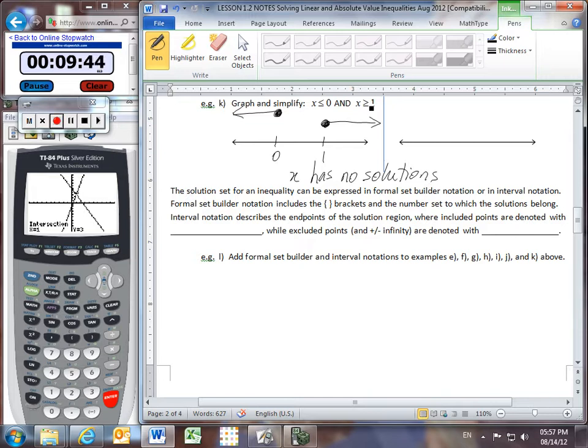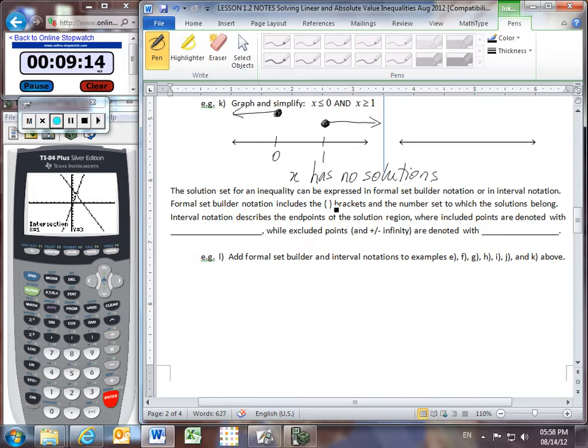We also have interval notation. So those are the two notations. Set notation, which we could do more formally than we've been doing in a way called formal set builder, and the other notation is called interval notation. All right, let's look at each of these in turn. Formal set builder notation will include these curly braces, or you can see these funny brackets, and the number set to which the solutions belong.